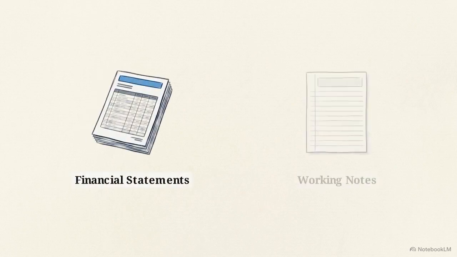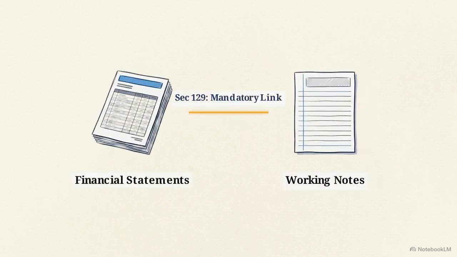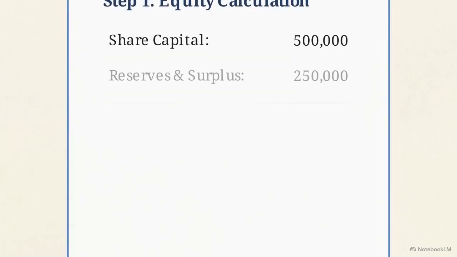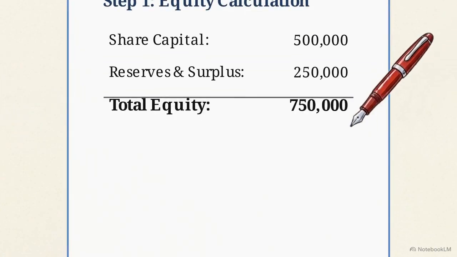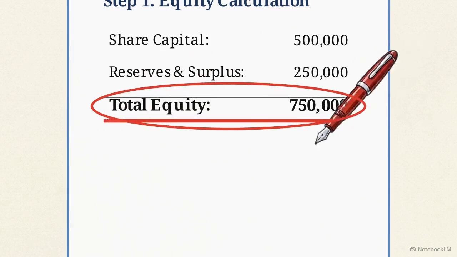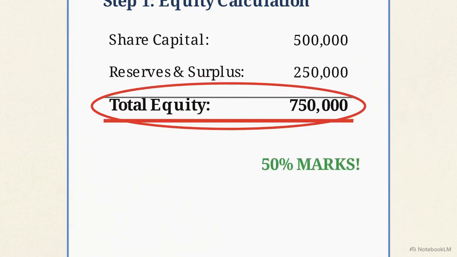Under Section 129 of the Companies Act, financial statements must be supported by notes to accounts. In the CA Advanced Accounting exam, these working notes act as mandatory legal justifications that can carry up to half of the total marks for a question.